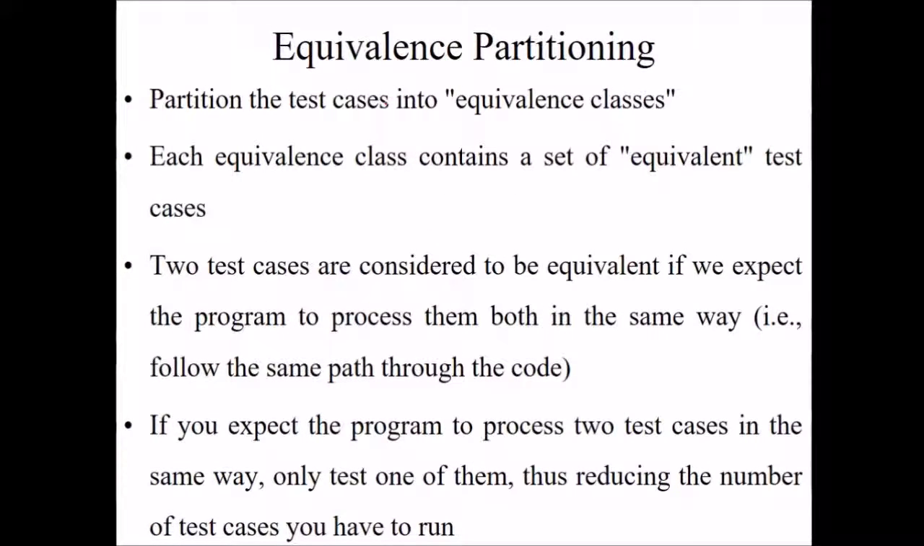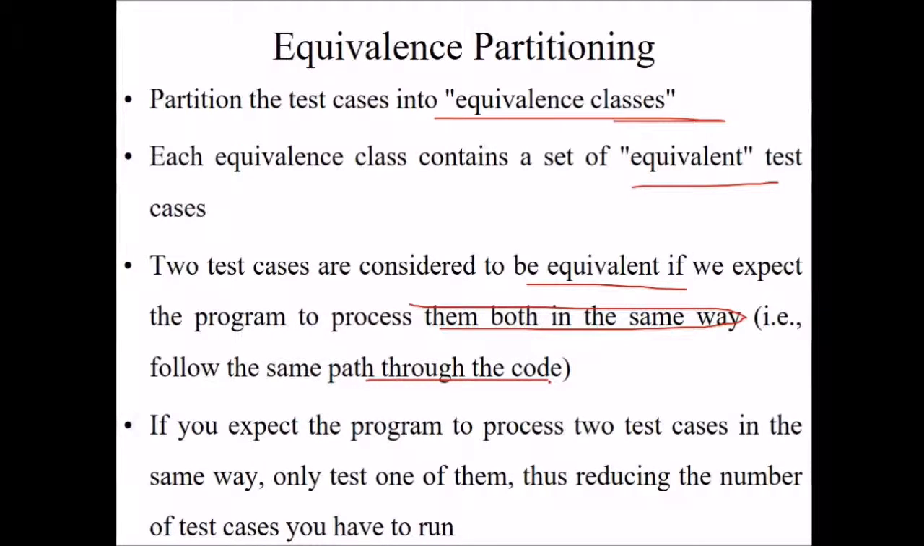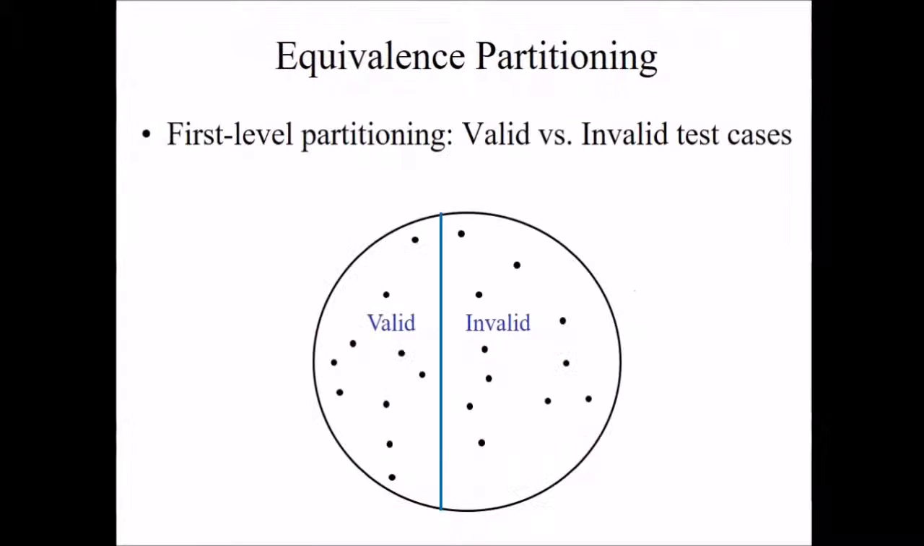What we do is we partition the test cases into equivalence classes. Each equivalence class contains a set of equivalent tests, meaning the test cases which look equal. Two test cases are considered to be equivalent if we expect that the program will process them both in the same way, meaning they will follow the same path through the code. So there is no point in repeating that. If you expect the program to process two tests in the same way, let's only test one of them, and then we will be able to reduce the number of test cases we have to run.